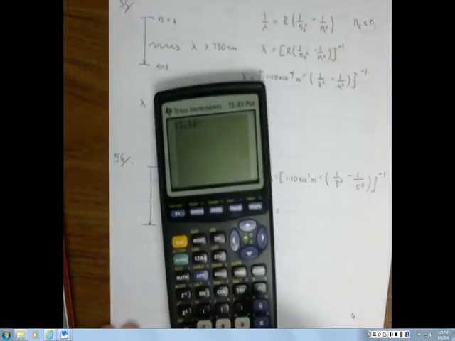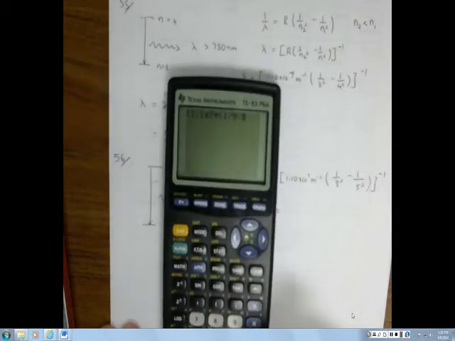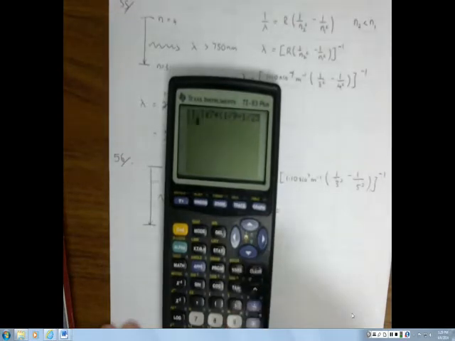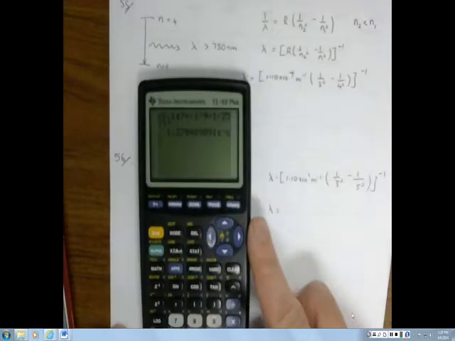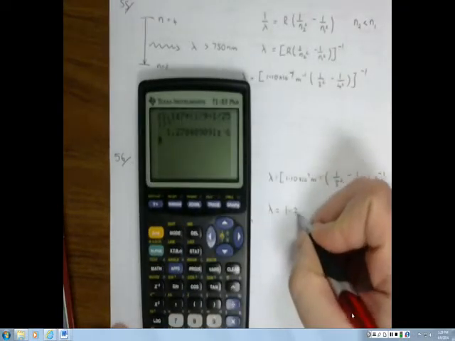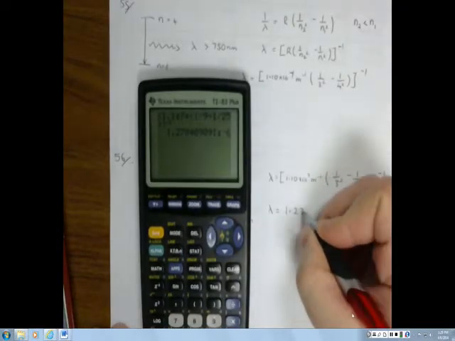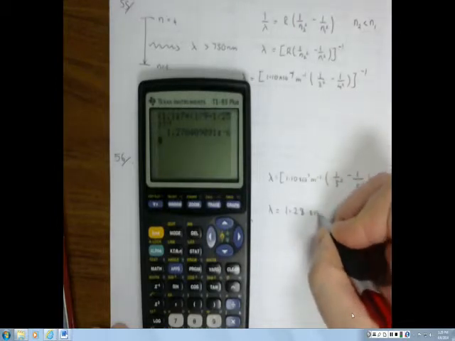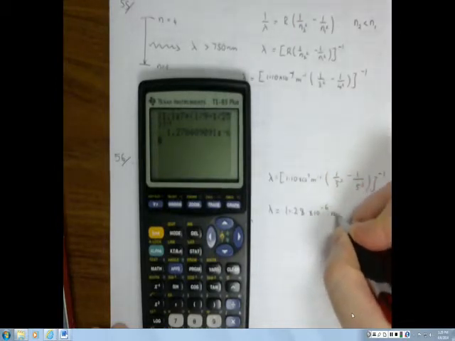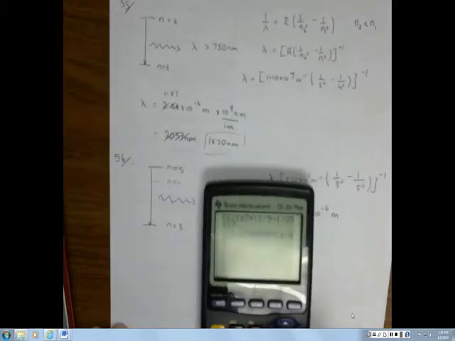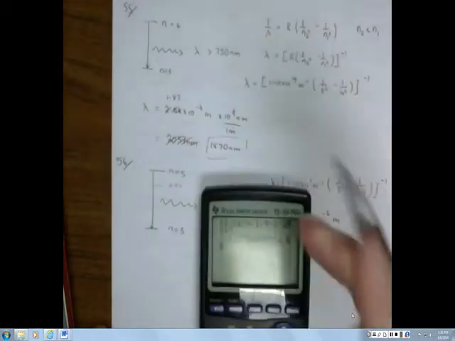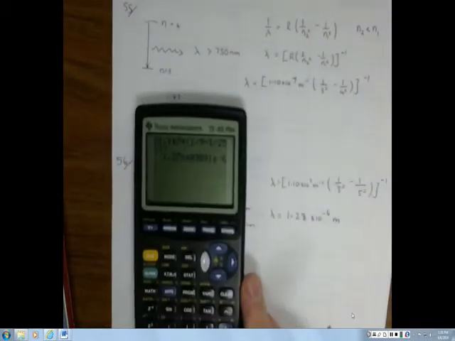by 10 to the 7 times 1 divided by 9 minus 1 divided by 25, close brackets, the whole thing to the minus 1. And I got 1.27 or 28 times 10 to the minus 6 meters, which is a shorter wavelength than what I got in the case up there. So I'm feeling happy about that.